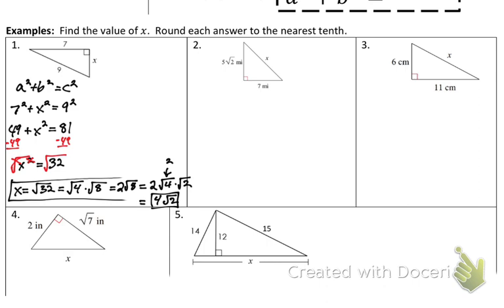Note, in the next one we have a missing hypotenuse. So we're going to change our formula just a little bit. So it's side squared plus side squared equals hypotenuse squared. So one of our sides is 5 square root of 2. So we're going to have, make sure you use parentheses, (5 square root of 2) squared plus 7 squared equals x squared. So note, this time my x is on the right side. I have x squared over here.